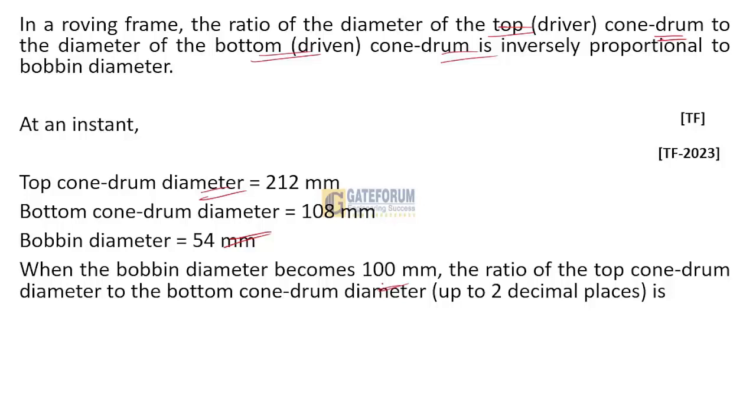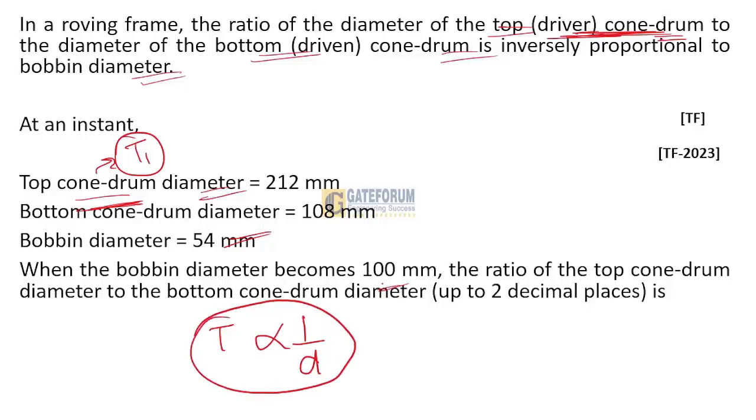According to this question, the diameter of the top driven cone is inversely proportional to the bobbin diameter. Suppose the bobbin diameters are d1 and d2, and the top cone diameters are t1 and t2. They say that t is inversely proportional to d, so t1 by t2 is equal to d2 by d1. This is given in the question.